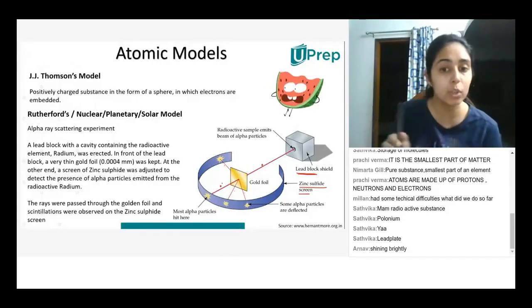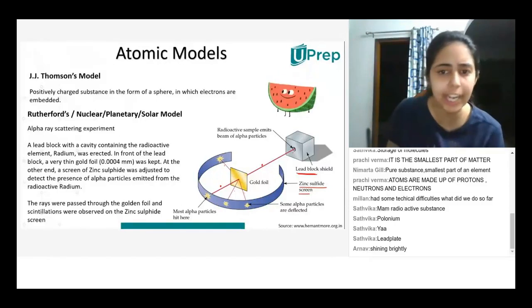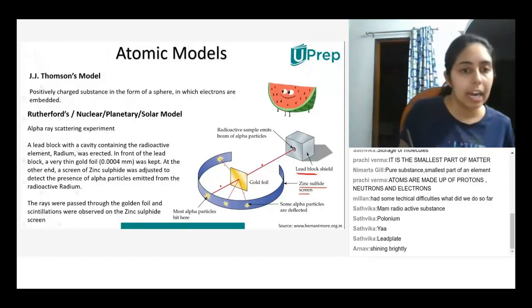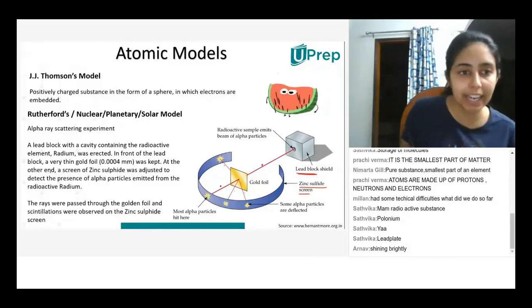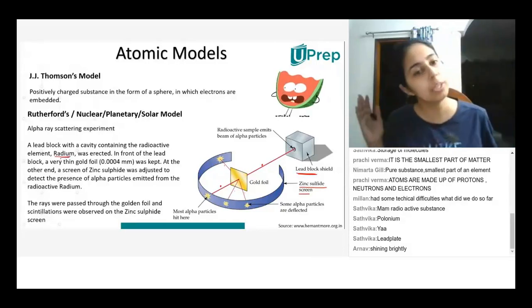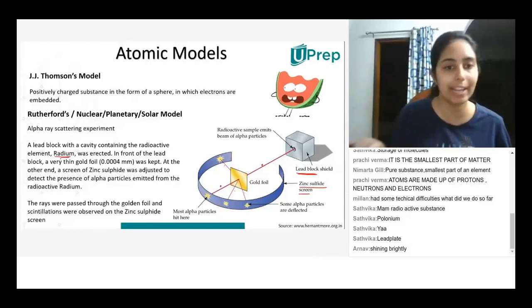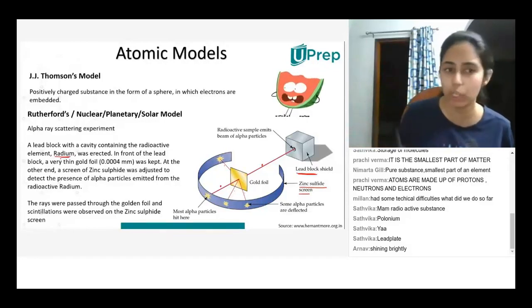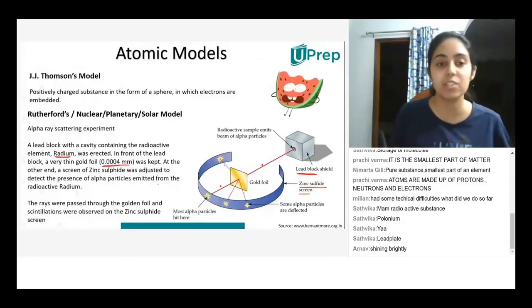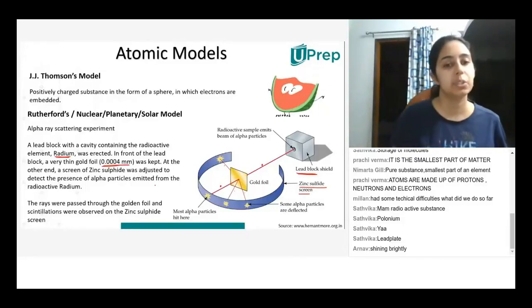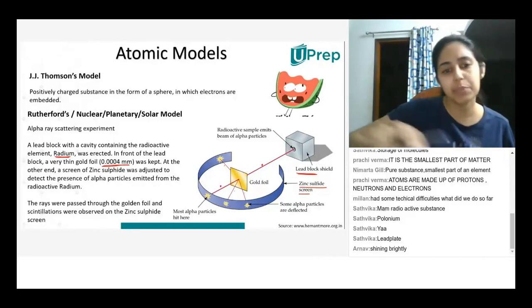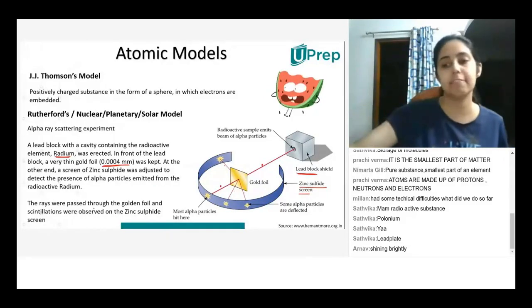So the main thing to notice here is that most of the alpha particles went straight through the gold foil. A few other things to keep in mind: in this particular experiment, radium was used, not polonium. However, polonium is also a radioactive element. We could have used polonium also, not an issue, but in this case, radium was used. And in front of the lead block, we used this thin gold foil, 0.0004 millimeters thick. Alright, so the rays were passed through the gold foil and scintillations were observed on the zinc sulphide screen.